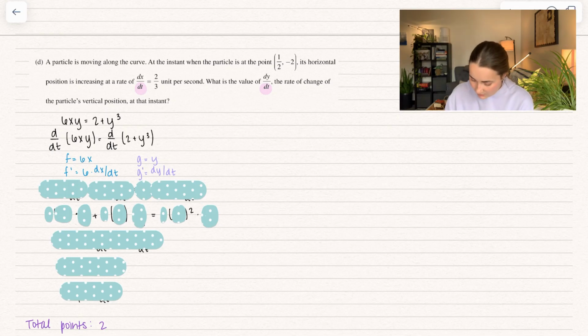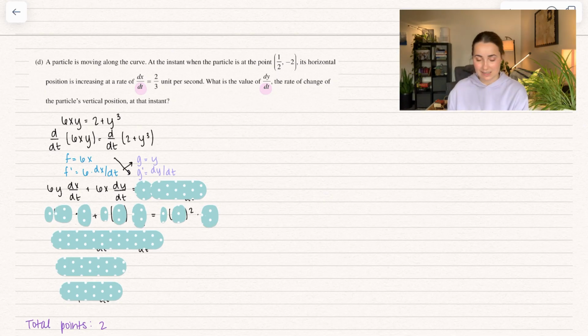So here I'm going to cross multiply these two together first. We get 6y times dx/dt. Now we can cross multiply again, and we add those together. So we get plus 6x times dy/dt. Now on the right-hand side, the derivative of 2 is still going to be 0. So we get 0. And now we're going to take the derivative of y cubed. So we get plus 3y squared times dy/dt.